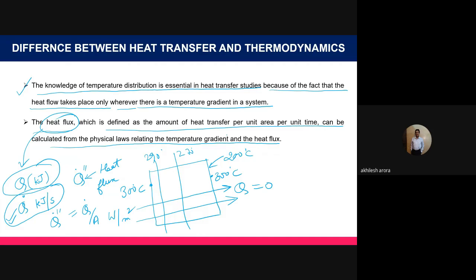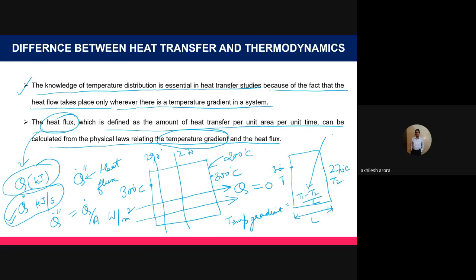And we are saying that temperature gradient is essential for heat transfer to take place. Temperature gradient means, for example, I took this example of the wall. I said the temperature here is 300, and let us say the temperature here is 270 degrees Celsius, and suppose this is length L. So if the temperature here is T1 and the temperature here is T2, the temperature gradient will be equal to T1 minus T2 divided by L. And if I want to write this value in differential form, then I can write it as dT by dx, or the direction in which the heat transfer is taking place, that can also be written.